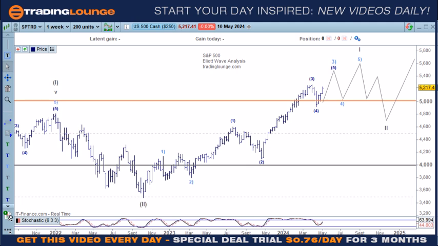So with the S&P here, we've got this from the low here as 1 and 2 and 1 and 2 here, and then 3 and 4. Now I have to say the wave 4 here is rather small compared to wave 2 here.